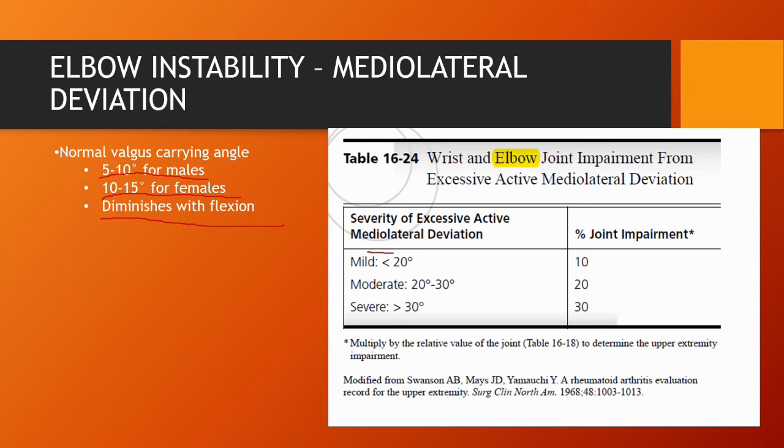So with a mild angulation, less than 20 degrees, we have 10% joint impairment, which is 7% upper extremity impairment. Moderate angulation, 20 to 30 degrees, is a 14% upper extremity impairment. And a severe angulation greater than 30 degrees represents a 21% upper extremity impairment, or a 30% elbow impairment.